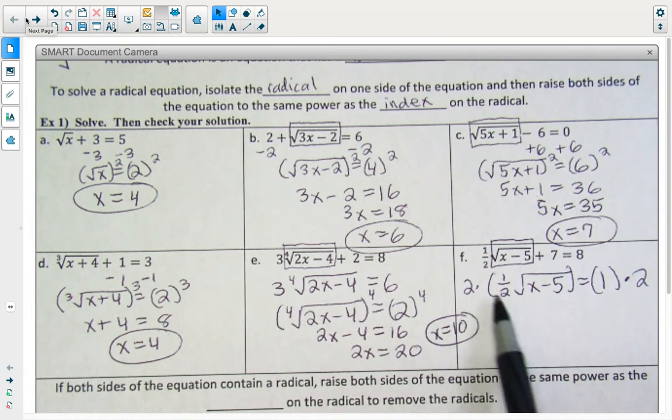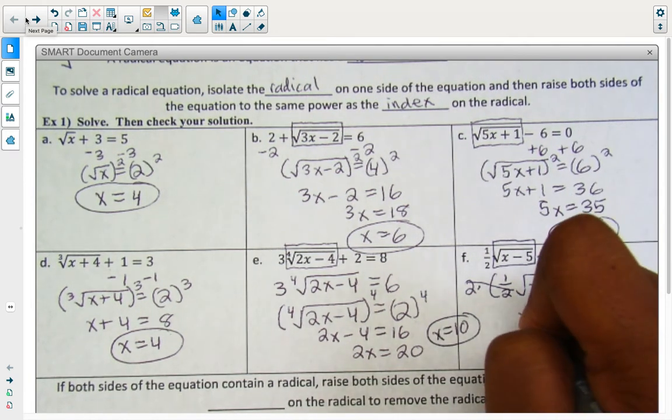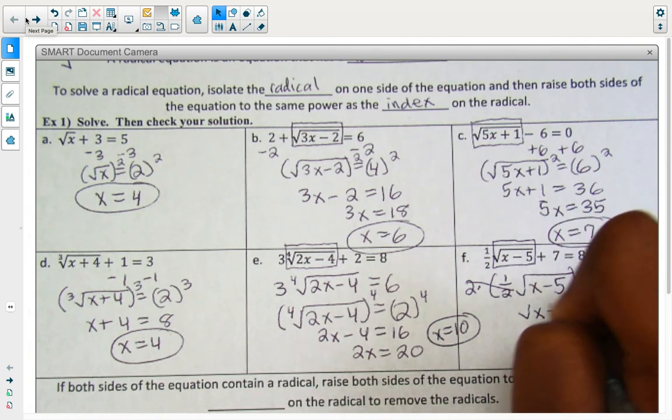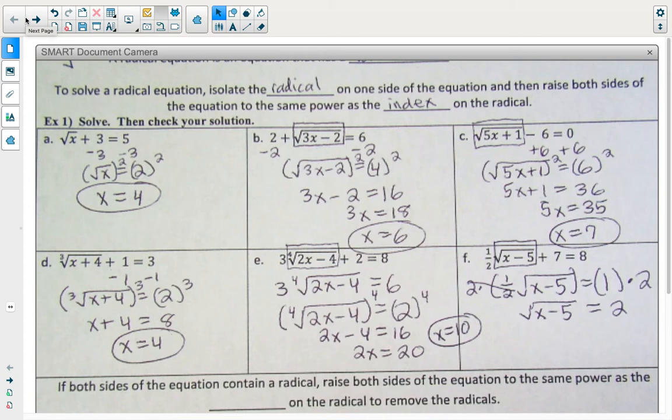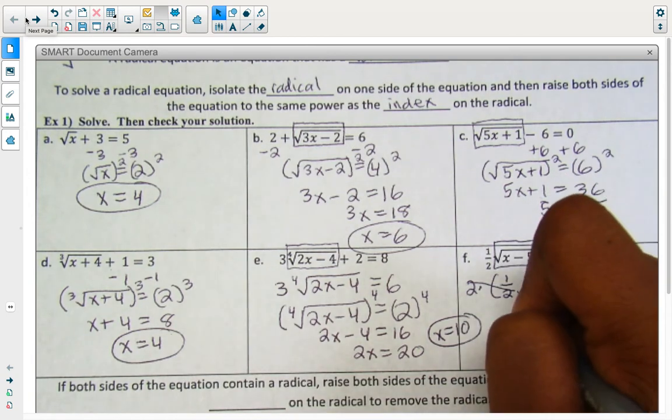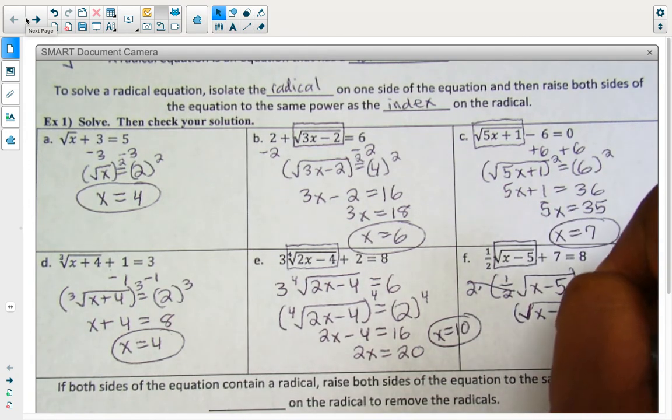So 2 and 1/2 are reciprocals of each other. They're going to cancel each other out. So I'm left with the square root of x minus 5 is equal to 2. Square both sides because that's the opposite of square rooting. So we're going to square both sides.